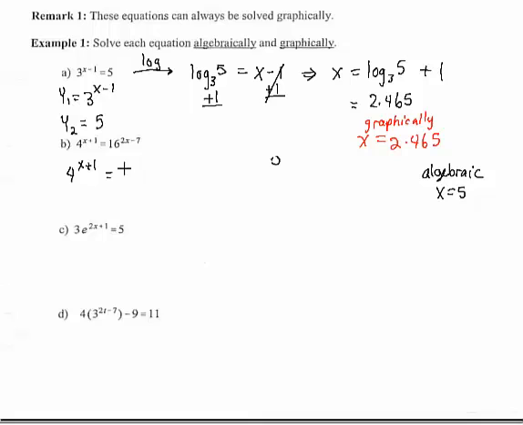We could take our original equation and double check it two ways. We could replace x with a 5 and see if it works out. So on the left we'd get 4 to the 6th power. On the right we'd get 16 to the 3rd power.